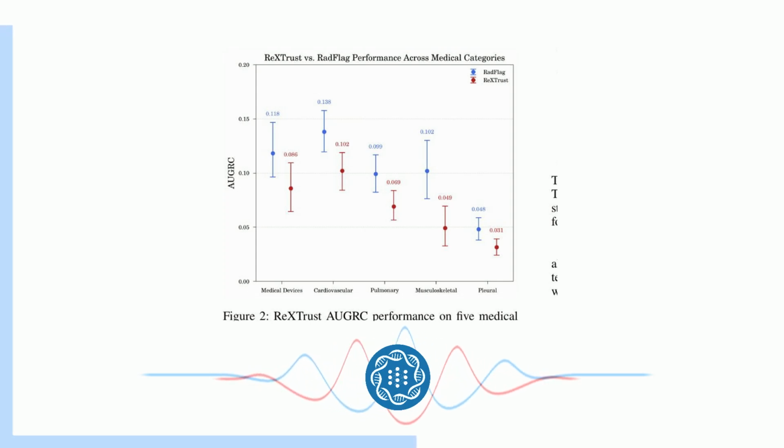And ReXTrust scored really high, especially for those findings that are clinically significant, the ones that could actually impact patient care. Give me the numbers. I want to hear the data. All right, so across all findings, ReXTrust achieved an AUROC of 0.8751. Now, a perfect score would be 1, so 0.87 is pretty darn good.